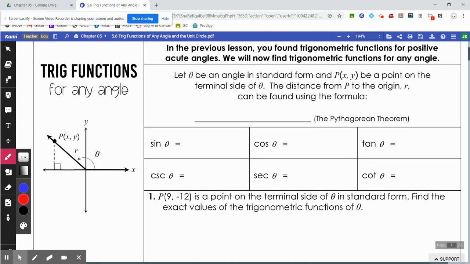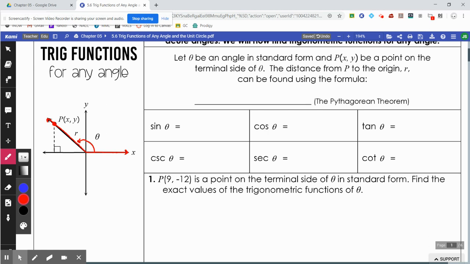So let's let theta be an angle in standard position. A reminder that standard position means that your initial side lies along the positive x-axis and then you're rotating from there. So here we have this angle theta in the second quadrant. Let point P, at (x, y), be a point on the terminal side of theta.